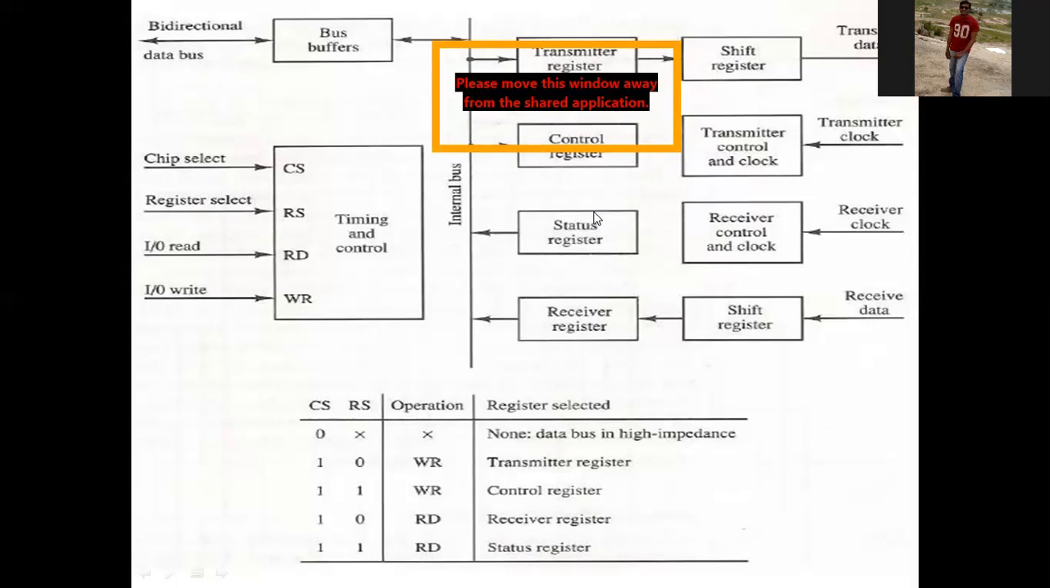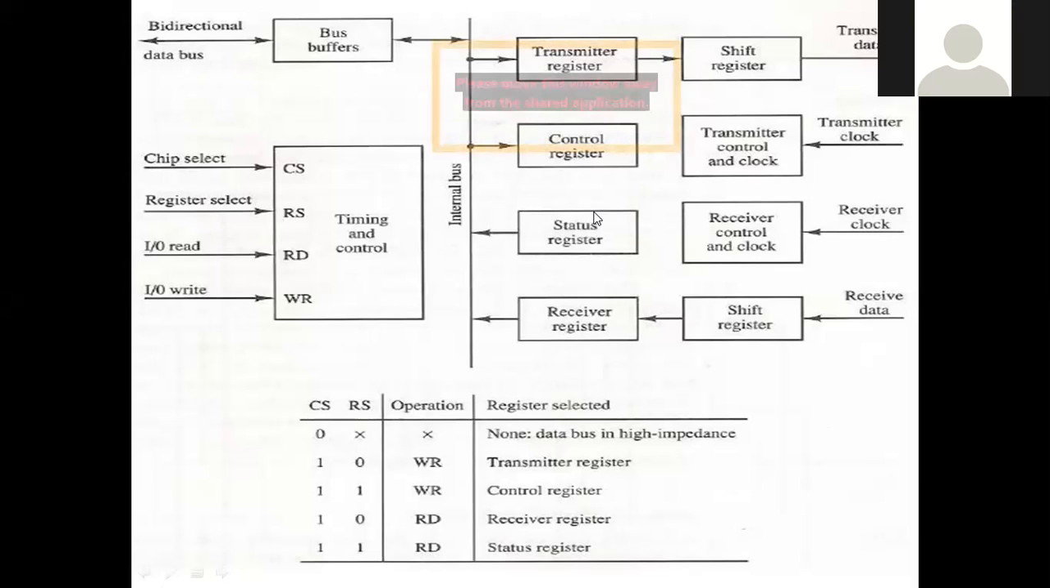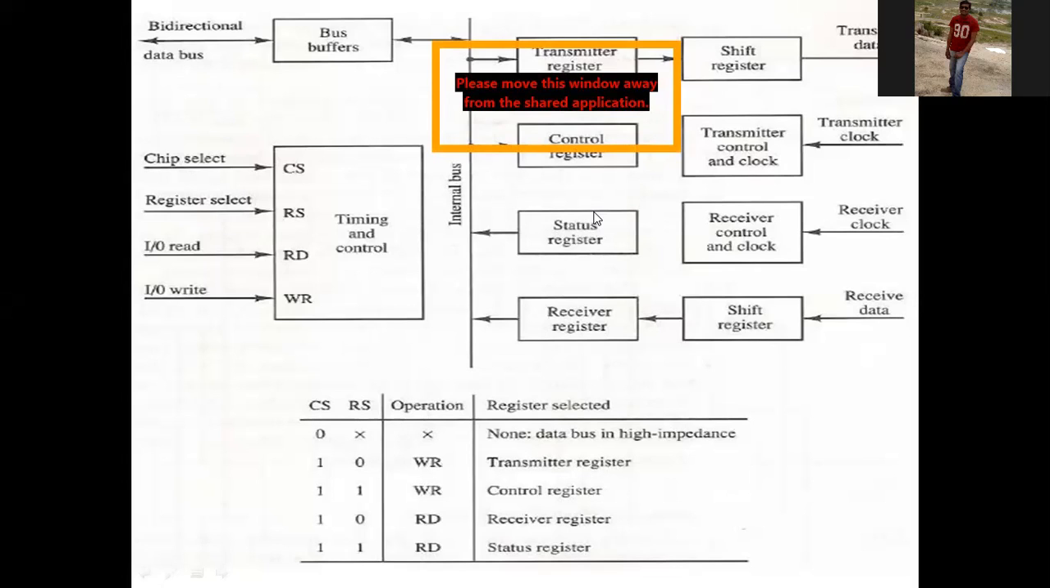Are you following? It is mainly used for transmitting serial data between the CPU and the peripheral devices. Are you able to see the block diagram on the screen? This is the Universal Asynchronous Receiver and Transmitter section.